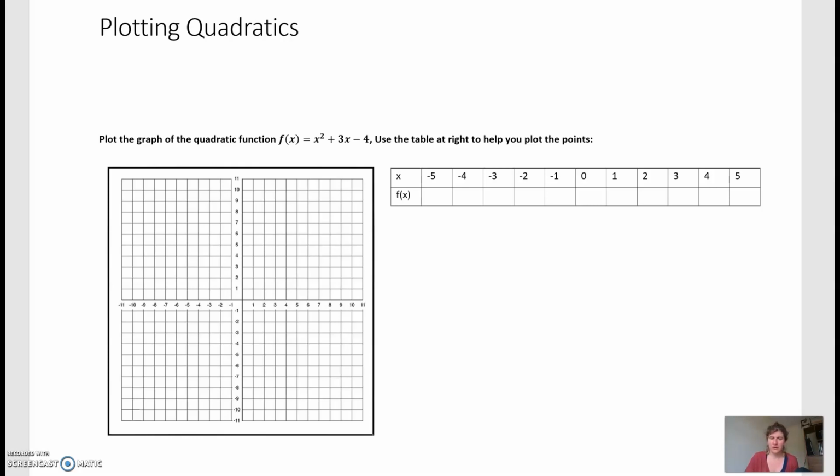Some of those skills that we did right at the start of the year, so things like factorising, quadratic formula, completing the square, they're all going to come back into play again now, and we are going to spend quite a bit of time doing this.